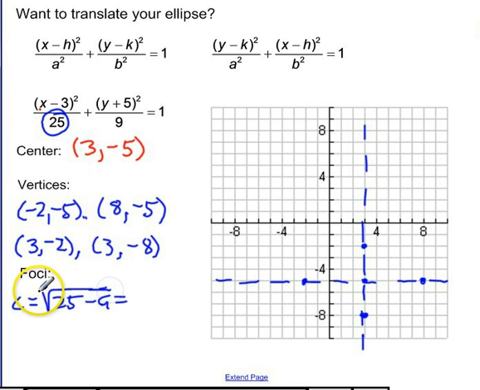And I should have put plus or minus in front of this, right? Plus or minus the square root of 16, which is plus or minus 4. So on the major axis, the foci are always on the major axis. I'm going to go to the left 4, 1, 2, 3. So put 1 there. And to the right, 1, 2, 3, 4.